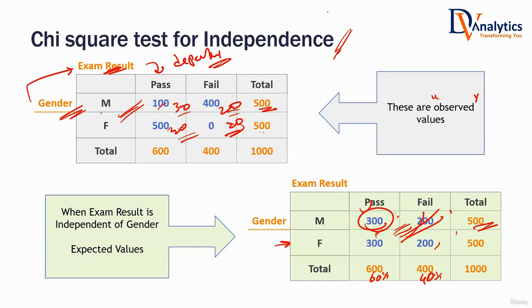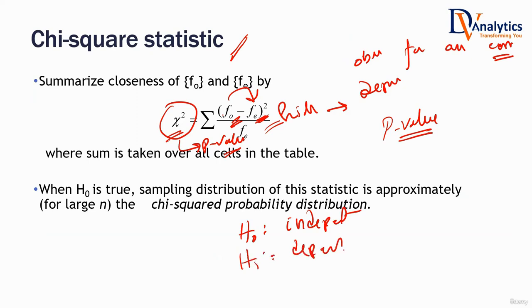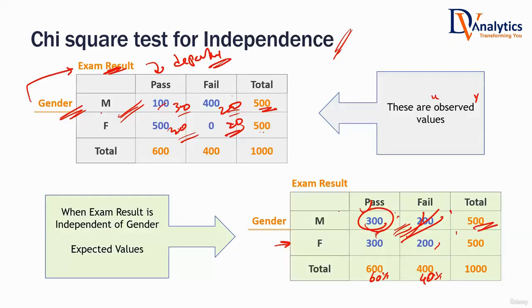This is the whole theory. You generally don't need to calculate all this in any of the testing. Naturally, the final decision, how will you take the final decision based on the p-value? In the chi-square test, the null hypothesis is independent. The alternative hypothesis is dependent. If both of them are independent, then this is the table that you expect. If they are dependent on each other, the numbers will be far away from this table. That's how the chi-square test works.